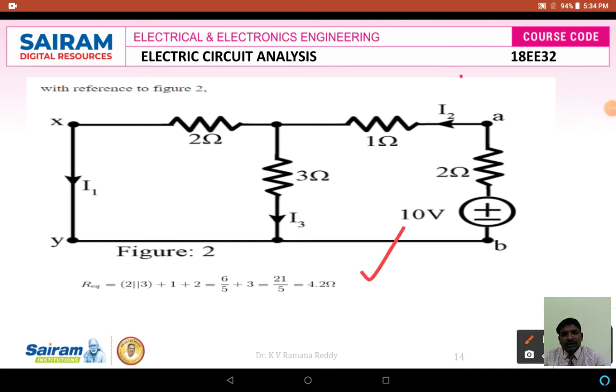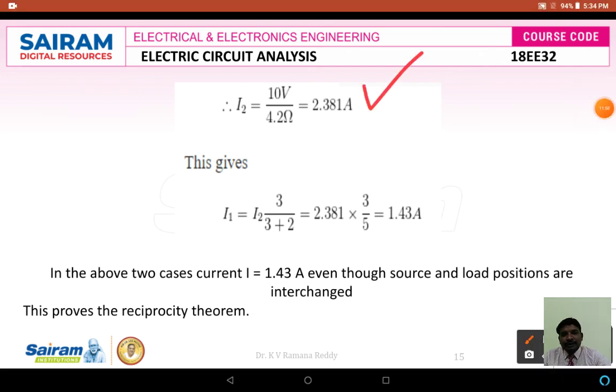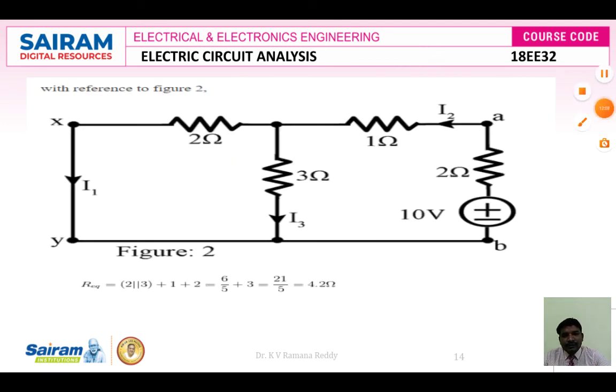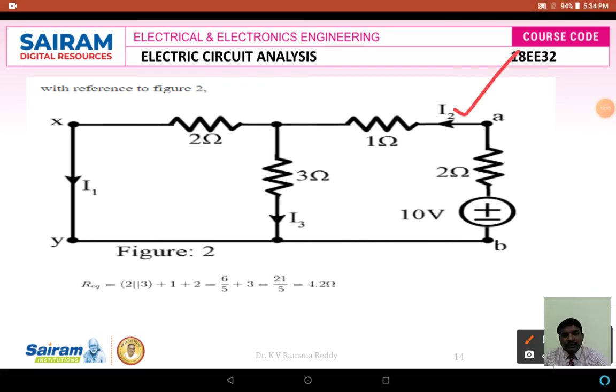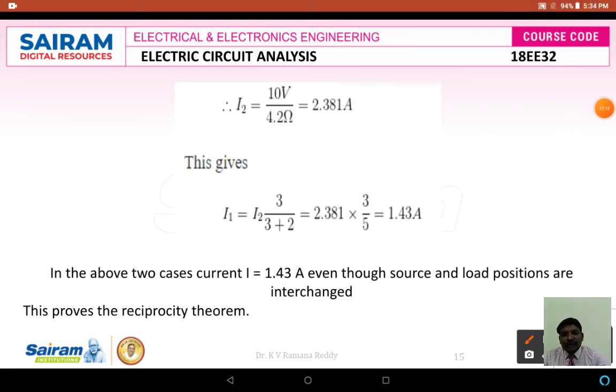Let us find what I2 is. I2 is equal to 10 divided by 4.2, which becomes 2.381 amperes. Now, with I2 equal to 2.381 amperes, find I1. How to find it? By using the current division rule. I1 is equal to I2, the total current, into opposite resistance 3 divided by total resistance 3 plus 2. That means I1 is 2.381 into 3 by 5, which becomes 1.43 amperes.